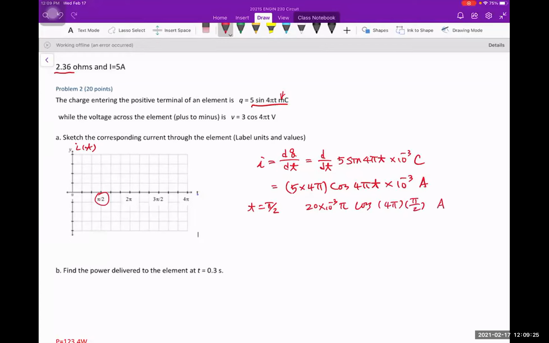amp. And this part over here is what? Wait, really? 2 pi square? Okay, that's 2 pi square.